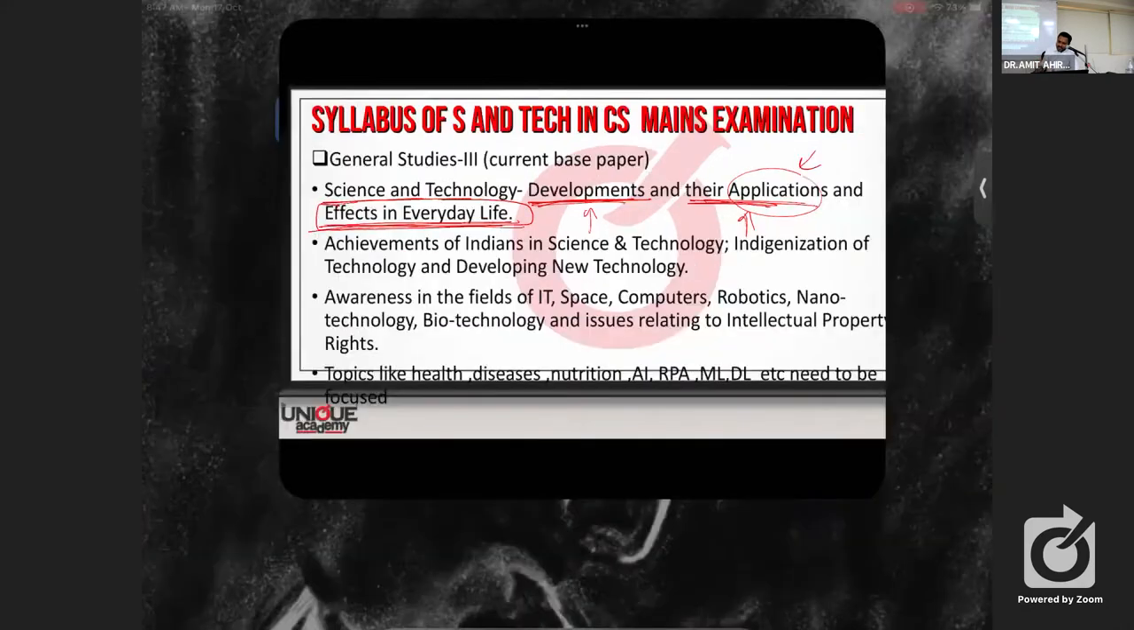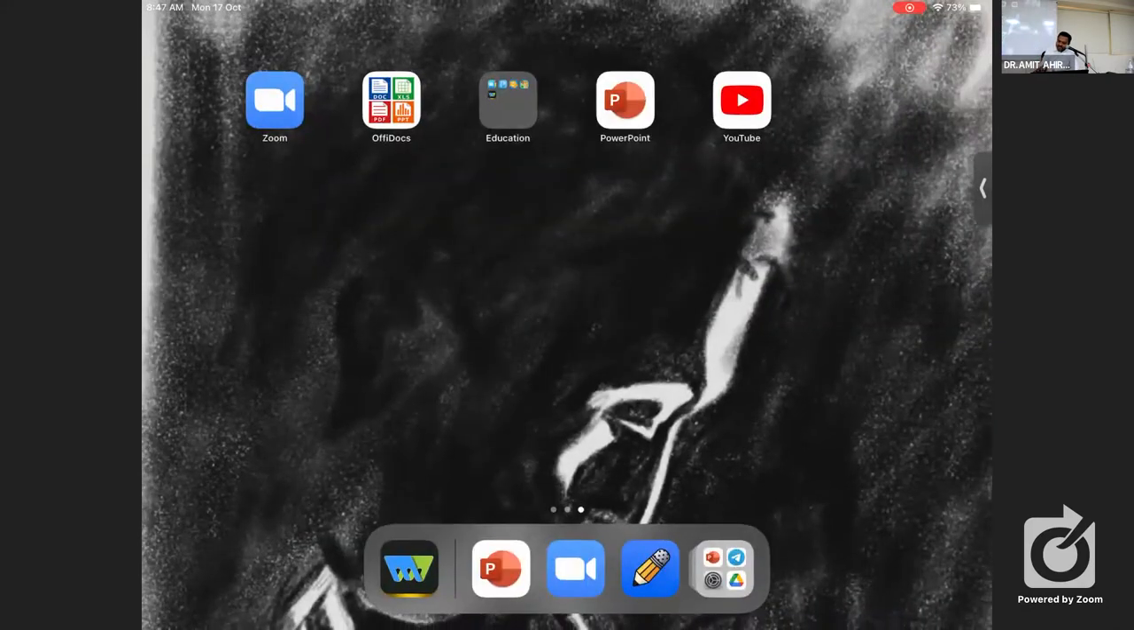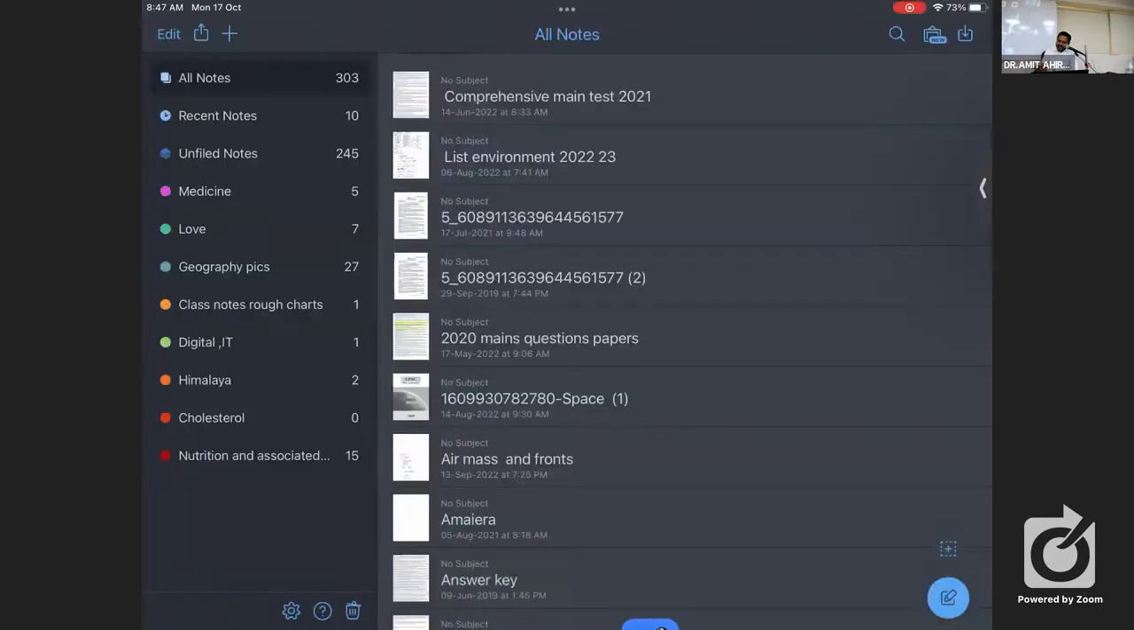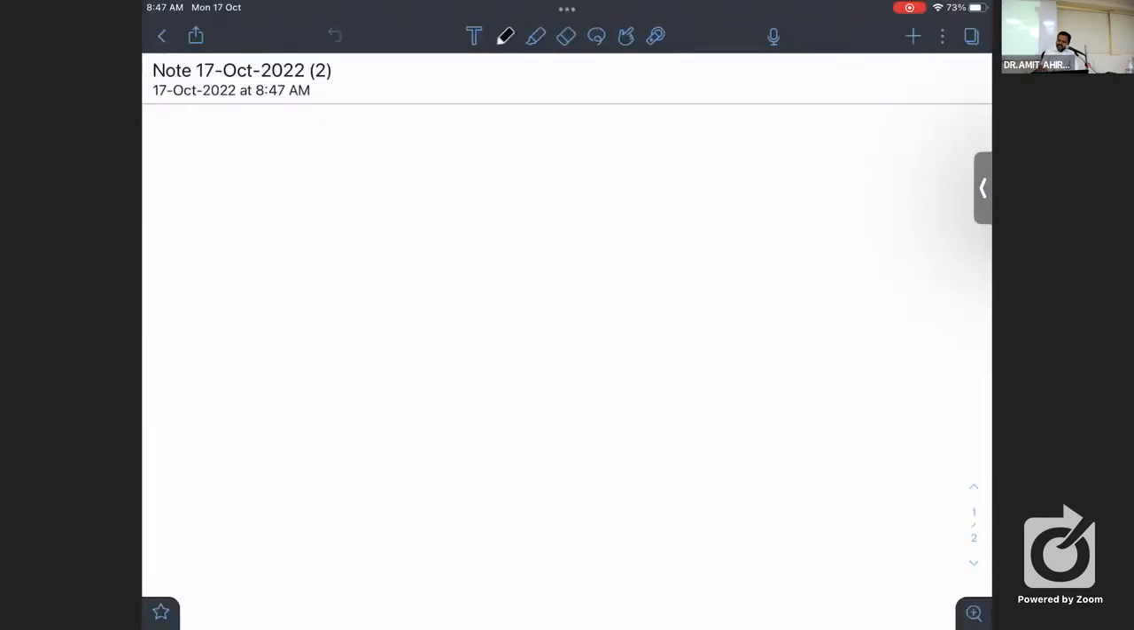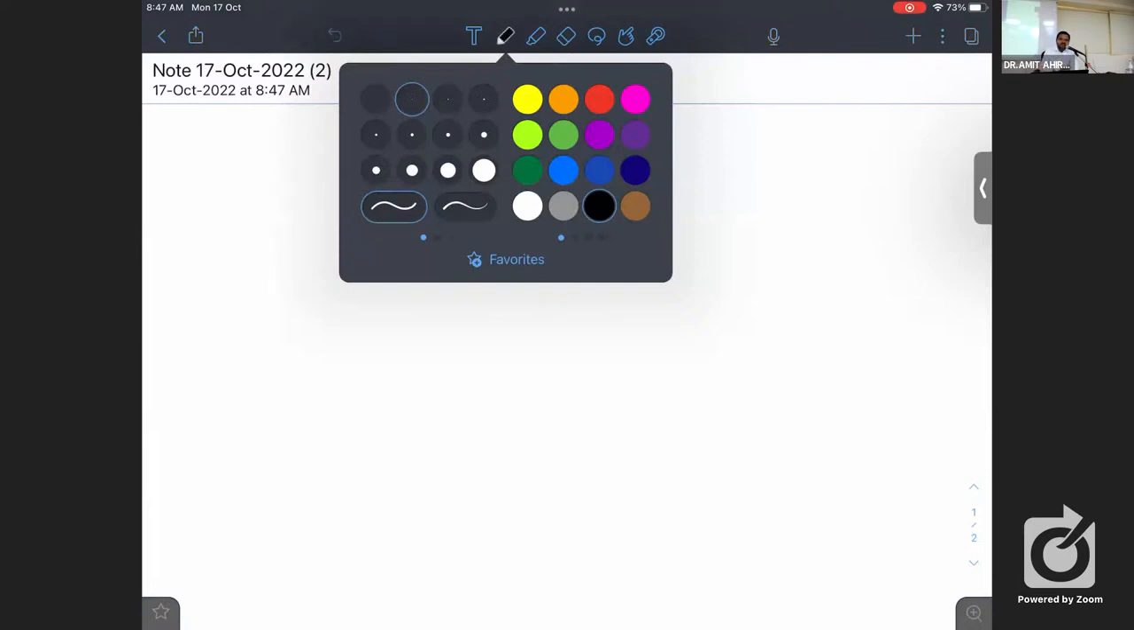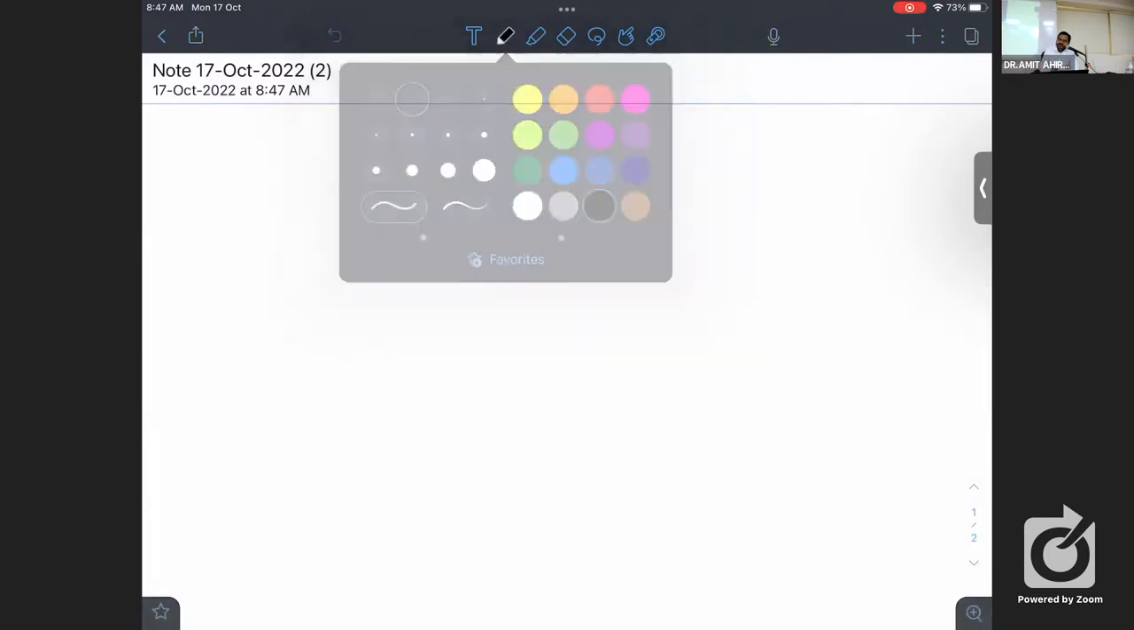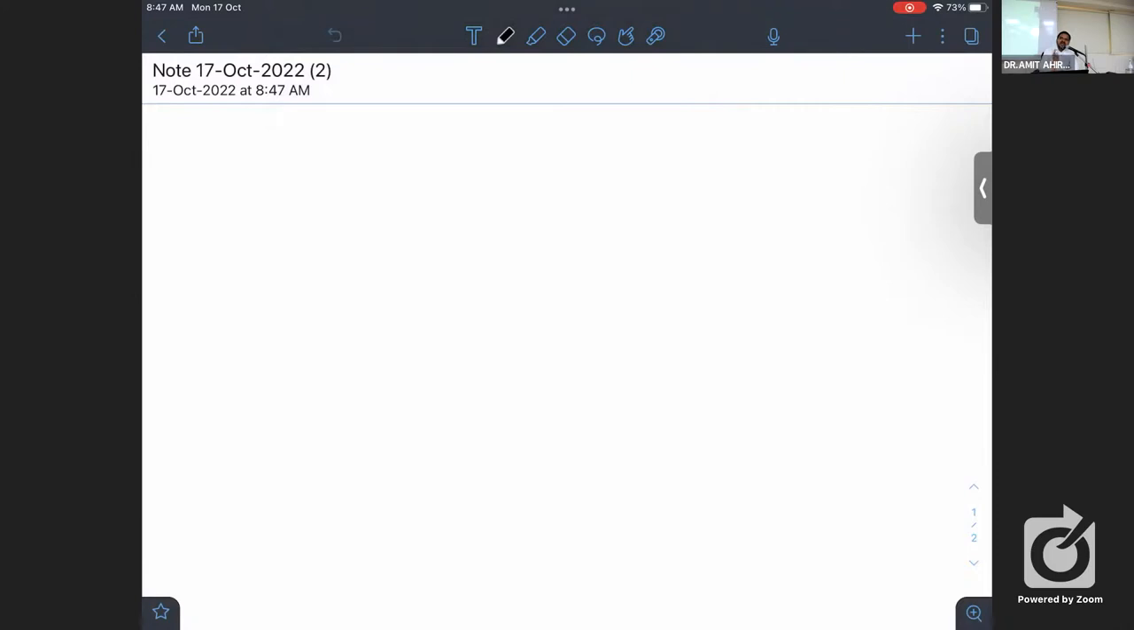Suppose, for example, why everyday life? Because UPSC made one statement in your syllabus that UPSC would put questions based on general awareness. But UPSC has not mentioned whose general awareness, because it's a subjective feeling.